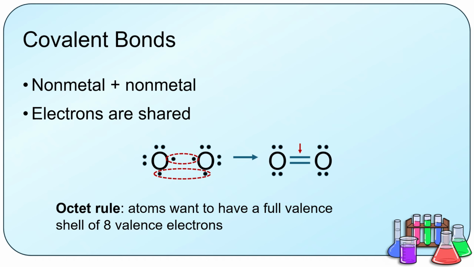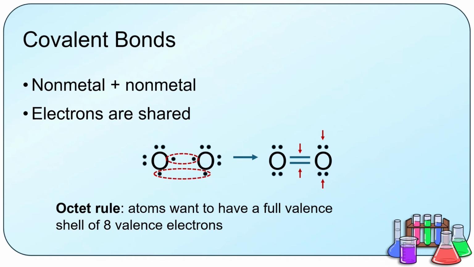Each line here represents a pair of shared electrons. Shared electrons belong to both atoms, so this oxygen now has 2, 4, 6, 8 electrons, and this oxygen also has 2, 4, 6, 8 electrons. When atoms share electrons like this, they are covalently bonded.